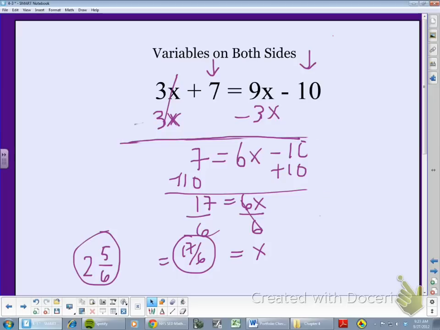Instead of taking the 3x away, I could have taken the 9x away. So if I had 3x plus 7 is equal to 9x minus 10, right? I could take the 9x away from both sides. Oh, actually, I couldn't do that yet. I'd have to use keep, change. I guess there's lots of different ways. I could have also added 10 to both sides. Let's try that move. Let's add 10 to both sides. So let's actually just do it under here.